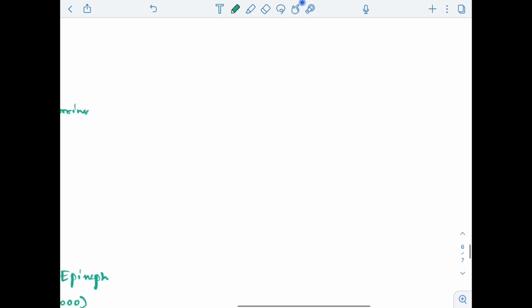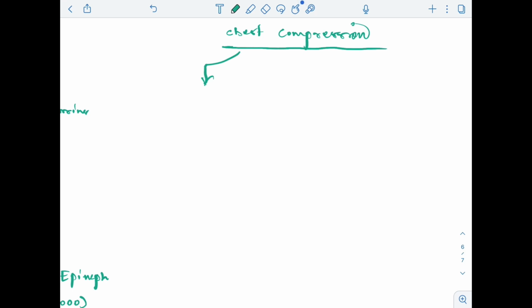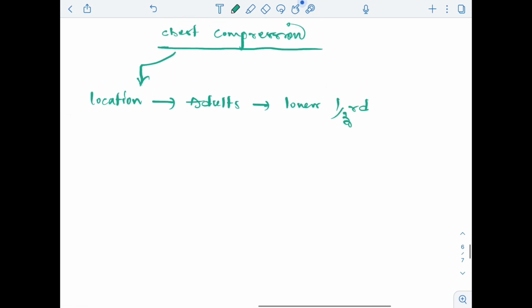We'll see some of the important points of the chest compressions. So one is the location. The location of the chest compressions is important. Usually in adults, the chest compressions should be started over the lower 1/3 of the sternum.